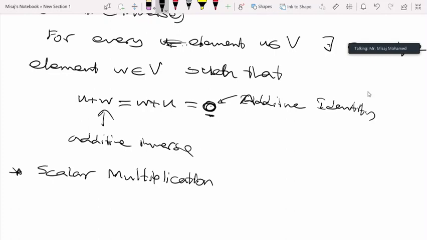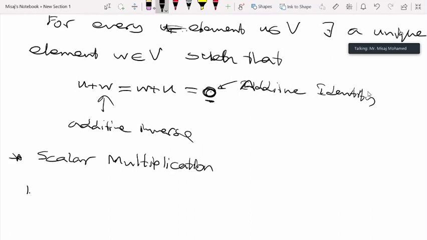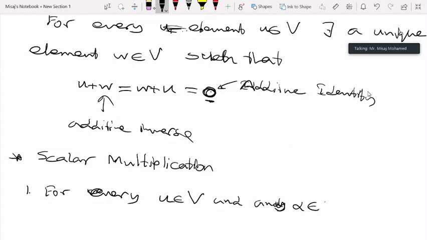Right. In here, the first condition: for every u in V, every element u in the set V, and any alpha in F.